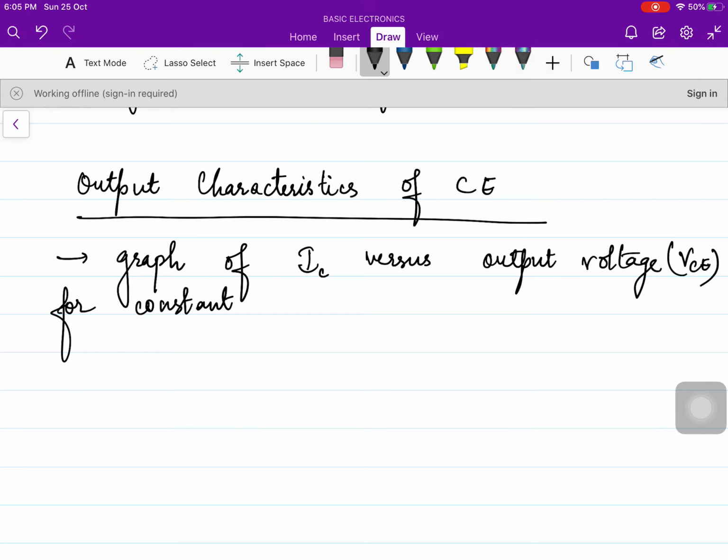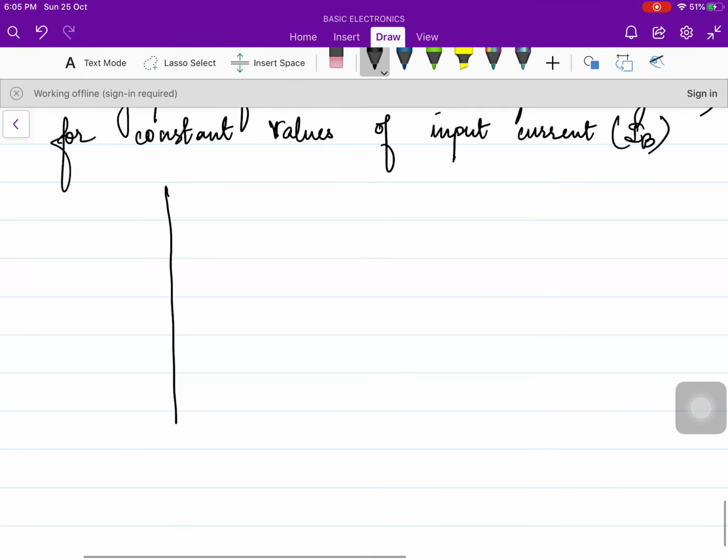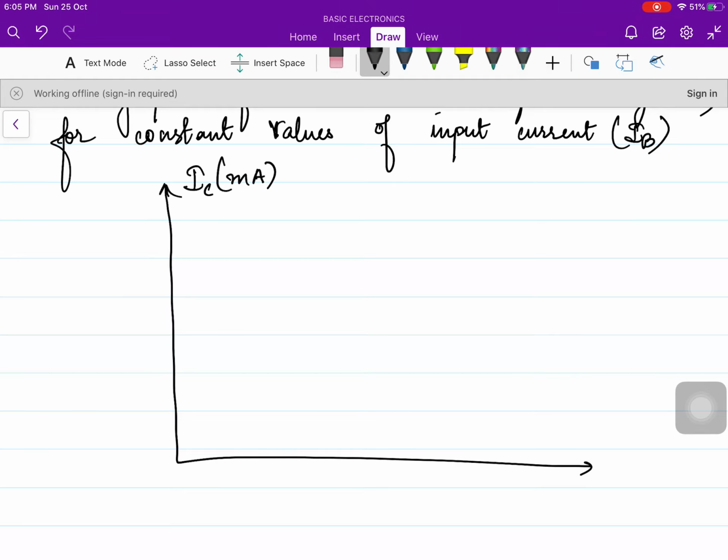I have also told you earlier, in the previous lecture, how to remember it. You have studied in the first lecture of module 2 that BJT is a current controlled device. That means all the output parameters are going to depend upon the input current. Therefore, we will take constant values of input current, which is IB. Okay, now prepare the axis first of all: IC in milliampere, VCE in volts.